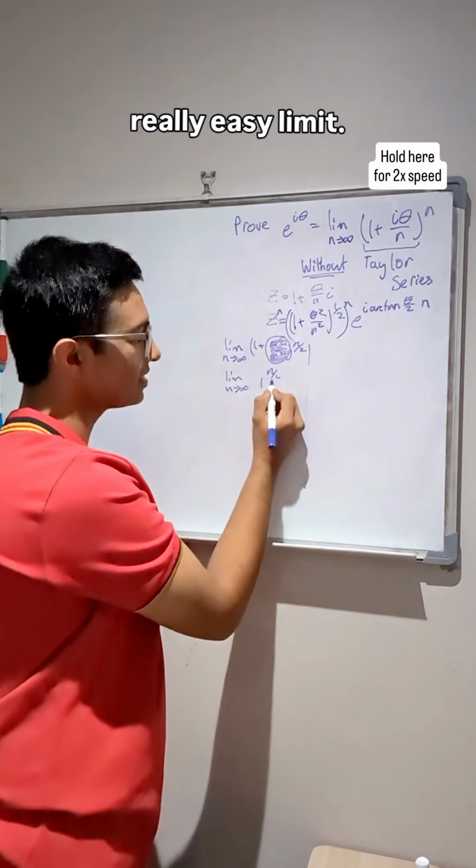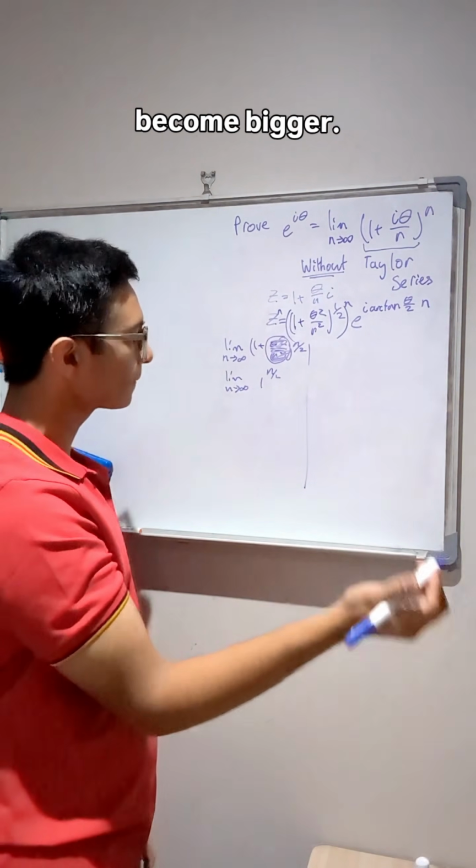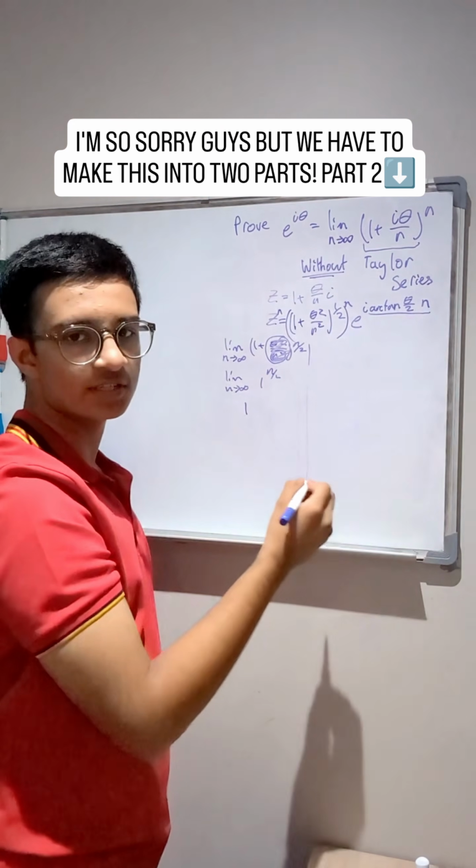And this is just a really easy limit. So as n becomes bigger, n on 2 will also become bigger. So this is just equal to 1. Great. Now let's find the limit as n approaches infinity.